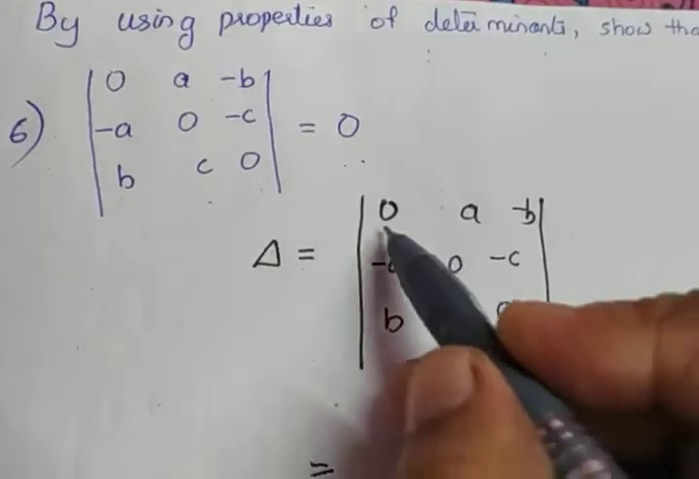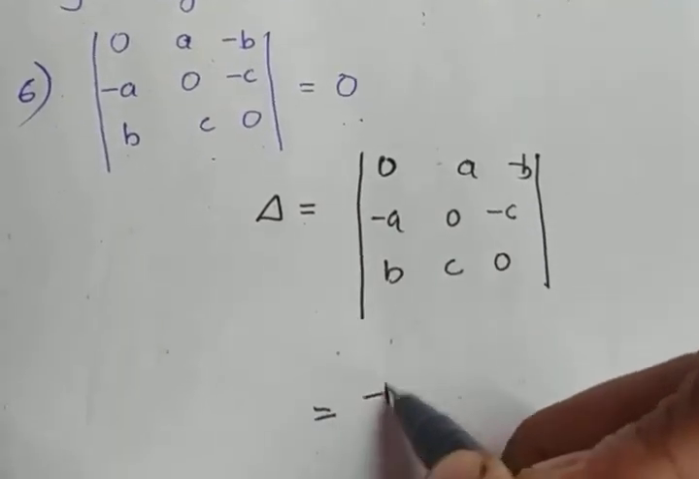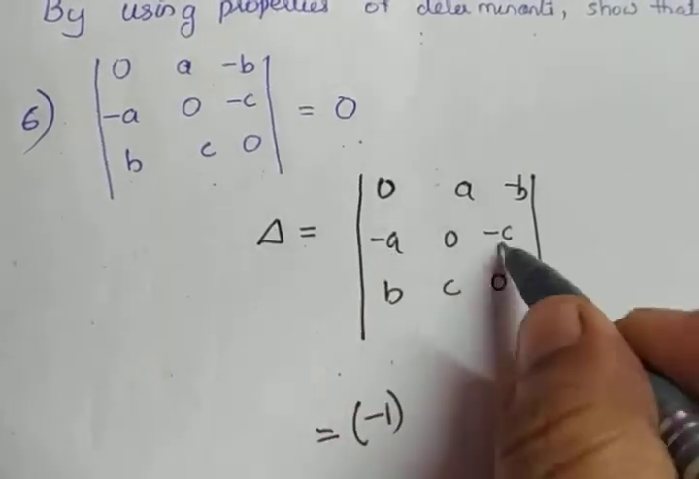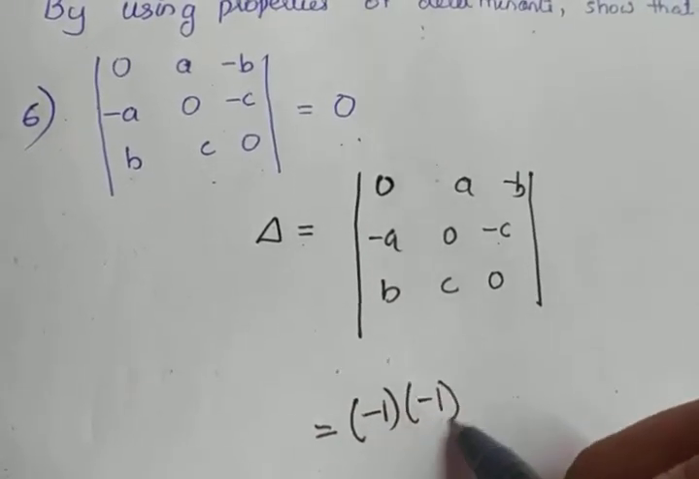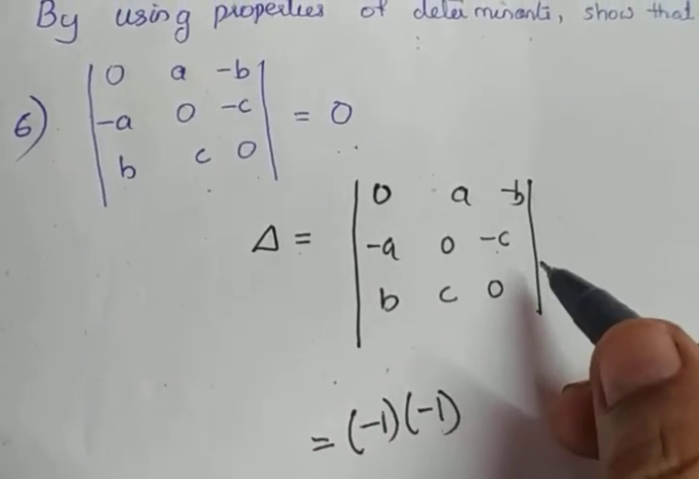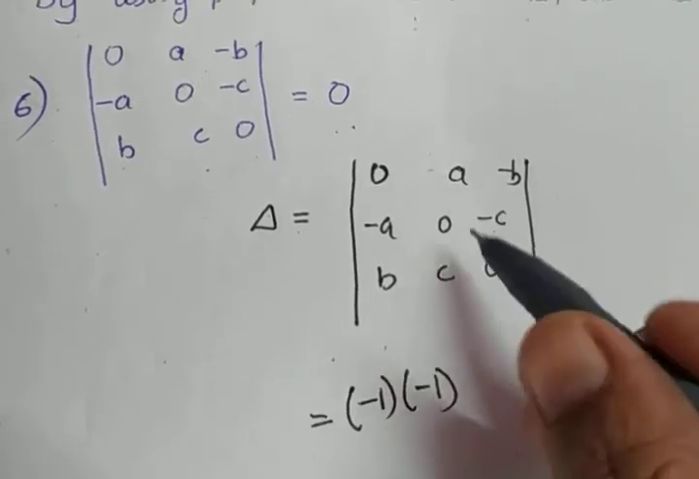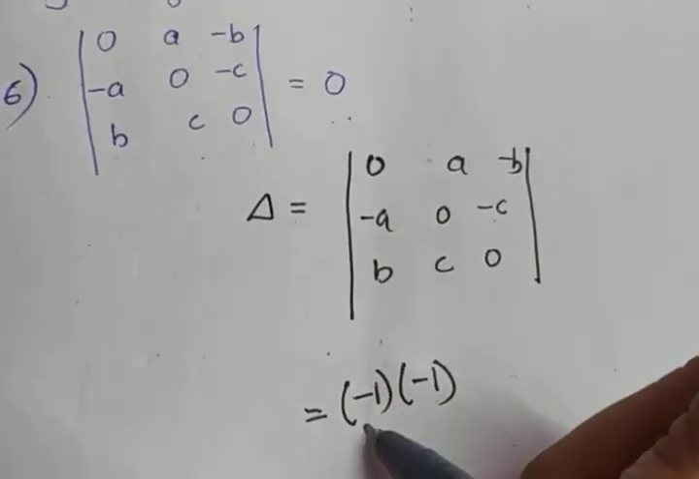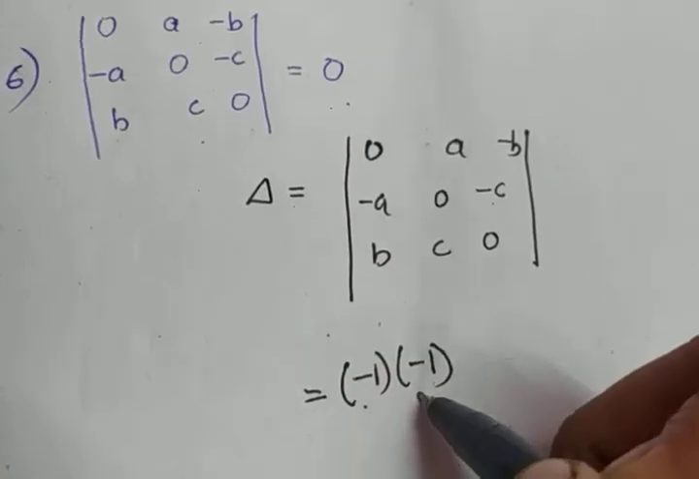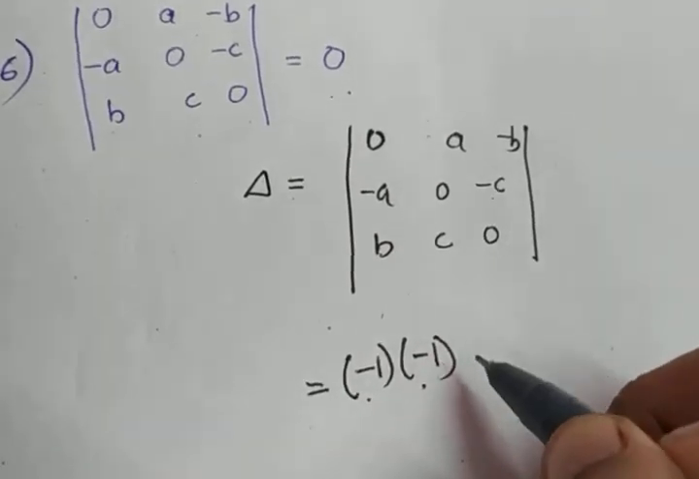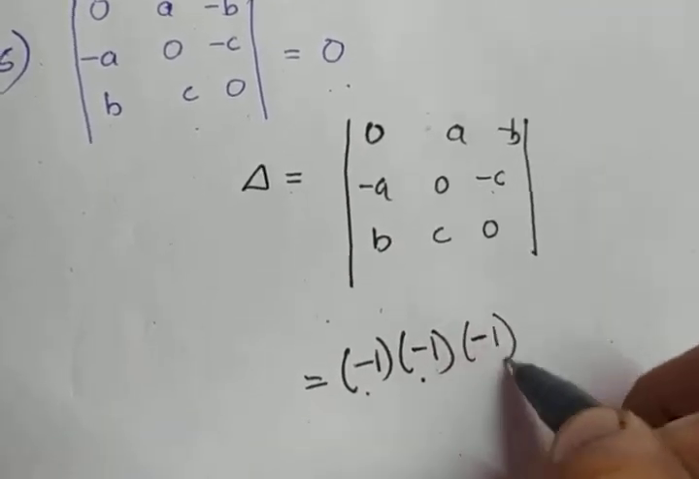What I am going to do is, from the first row I am going to take a negative 1 outside. From the second row also I am going to take a negative 1 outside. Since it is a determinant, we can take a common factor either from a row or from a column. So from the first row I took a negative outside. From the second row also I took a negative outside. From the third row also I am doing the same. I am going to take a negative 1 outside.